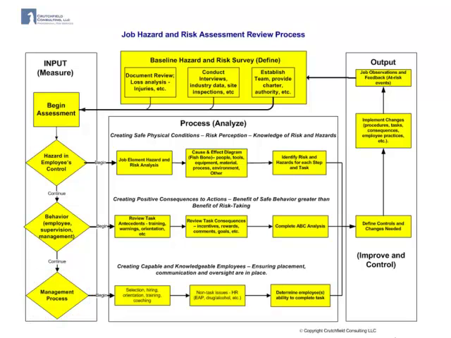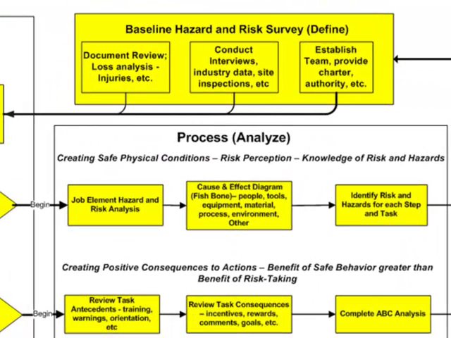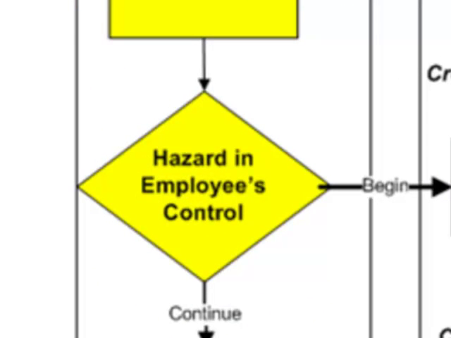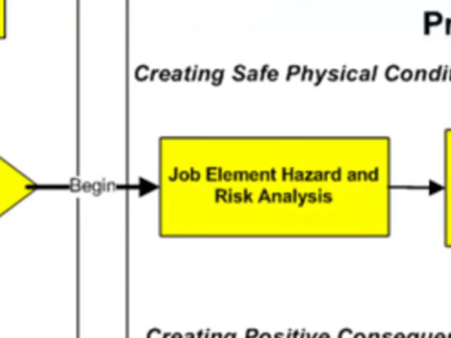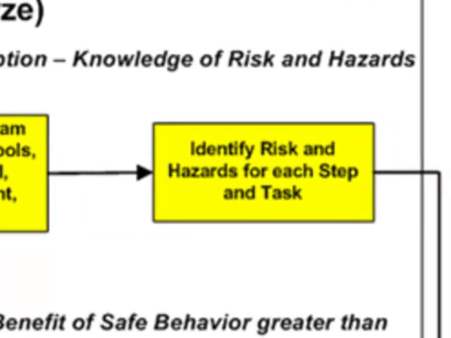Then we move from left to right into the process, the analysis phase. We want to create safe physical conditions, good risk perception, and a knowledge of risk and hazard. So in the first diamond, hazard in the employee's control, we move across, and this is where we're going to do the job hazard and risk analysis. We're going to do, in the case we'll be teaching, the cause and effect diagram or fishbone to pull everything together, the people, tools, equipment, material process, the general environment, our policies and procedures. We'll then identify the risk and hazards for each step and task of the particular job.